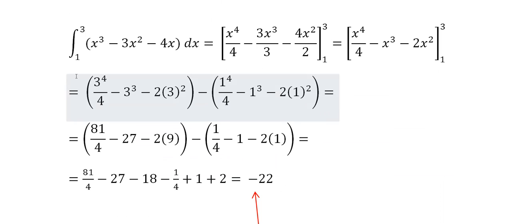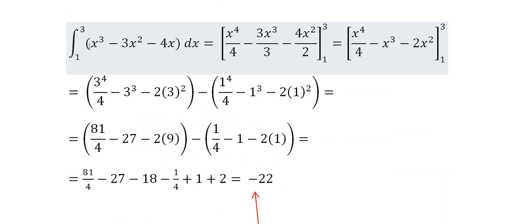So this is how to do it. The integral of x³ minus 3x² minus 4x from 1 to 3 is equal to, first step is to find the primitive of this function. And this term will be x⁴ over 4. This will be minus 3x³ over 3. Minus 4x will be minus 4x² over 2.